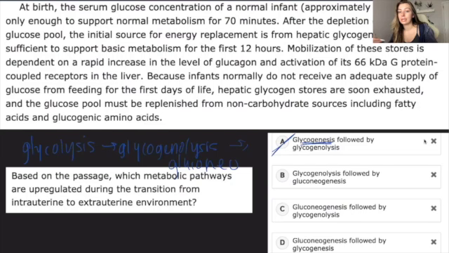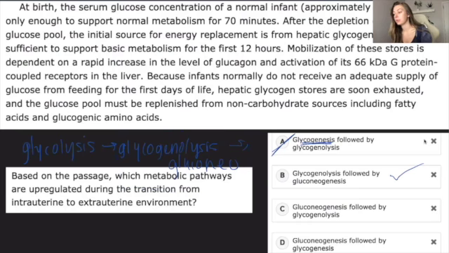B says glycogenolysis followed by gluconeogenesis. Okay, well, I see that that's kind of what I have right here in the second half. It doesn't mention that little 70 minutes of glycolysis. Not sure why, but it doesn't. But I know that B is the order in which my metabolic pathways are lining up in this passage.